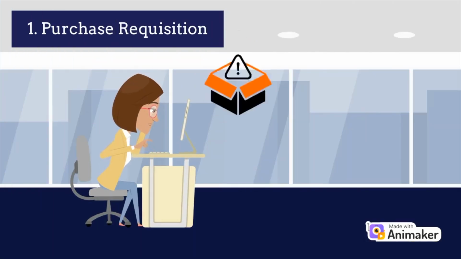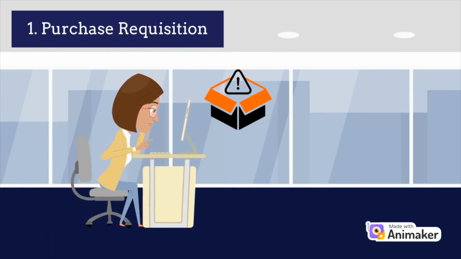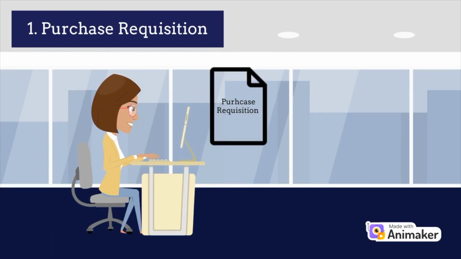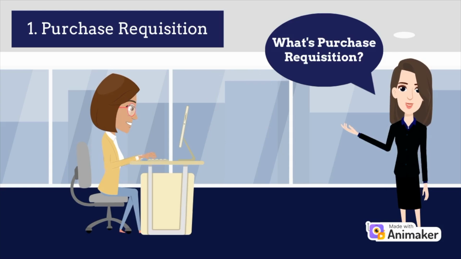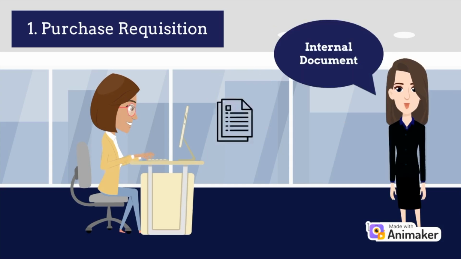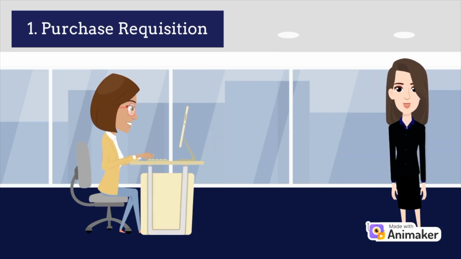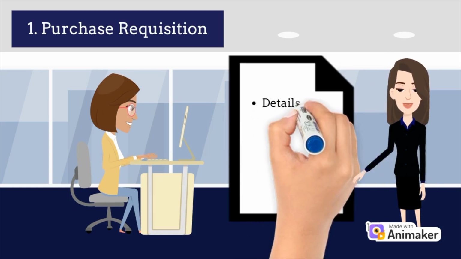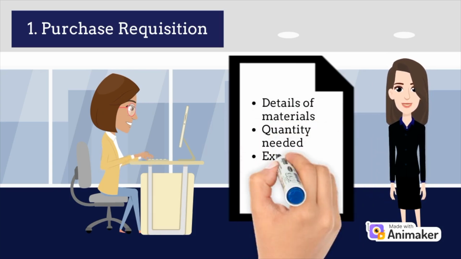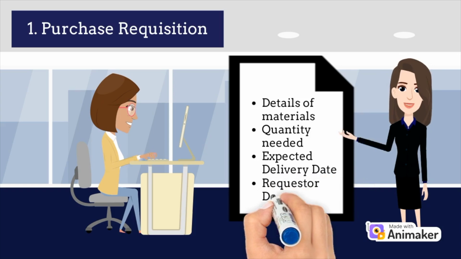Oh, there is insufficient material for the production of 2,000 PCs. I have to create the purchase requisition now. What is a purchase requisition? A purchase requisition is an internal document used to inform the purchasing department to purchase certain goods or services that are needed. The purchase requisition consists of the description of what to buy, quantity needed, when to deliver, and requester details.